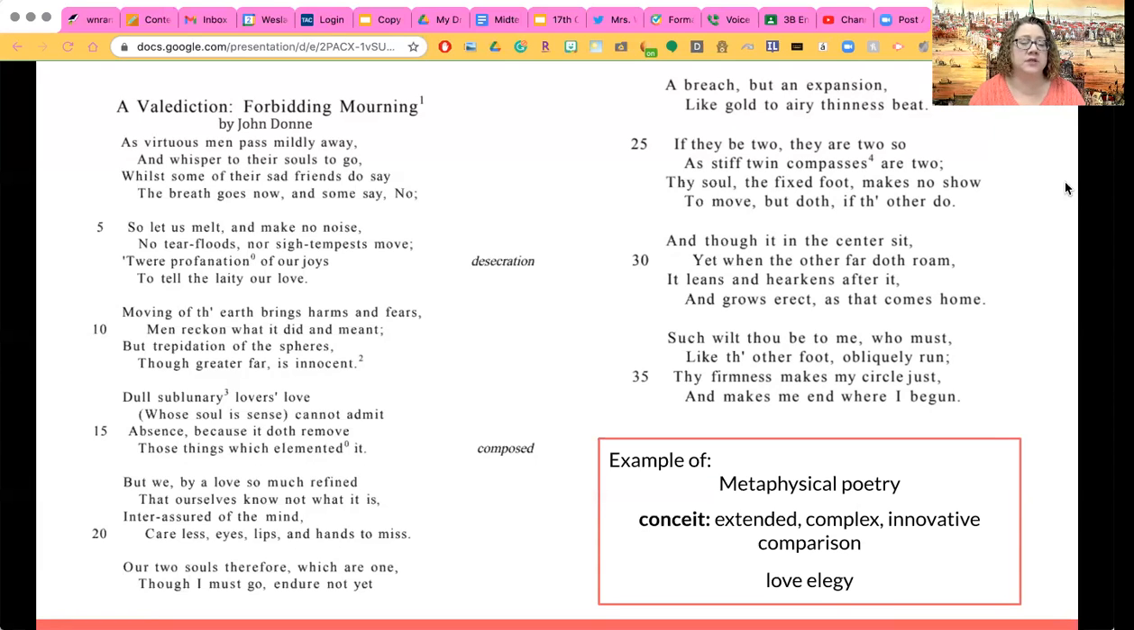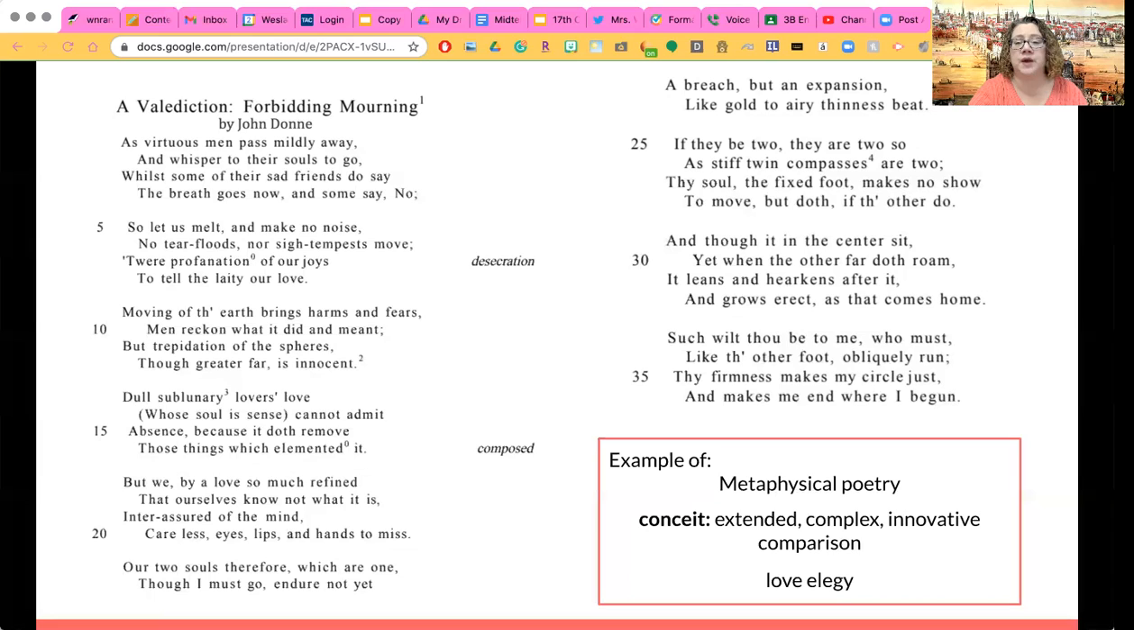Dull sublunary lovers' love, whose soul is sense, cannot admit absence because it doth remove those things which elemented it. But we, by a love so much refined that ourselves know not what it is, inter-assured of the mind, careless eyes, lips, and hands to miss. Our two souls, therefore, which are one, though I must go, endure not yet a breach, but an expansion, like gold to airy thinness beat.